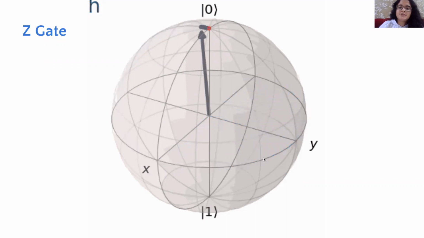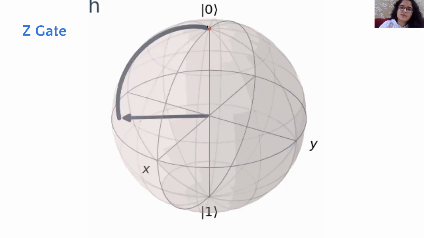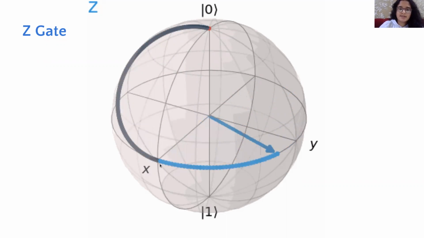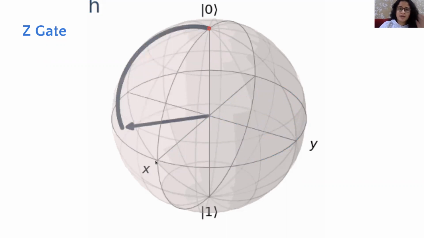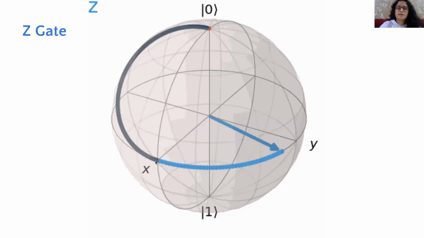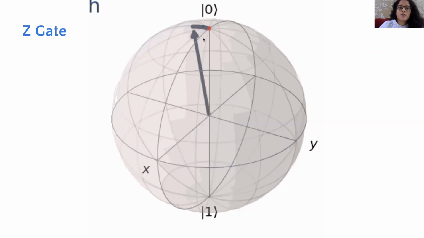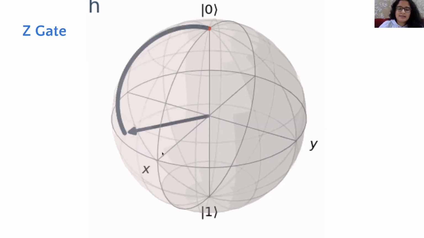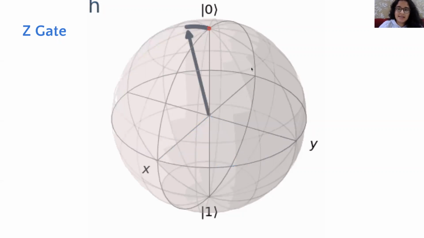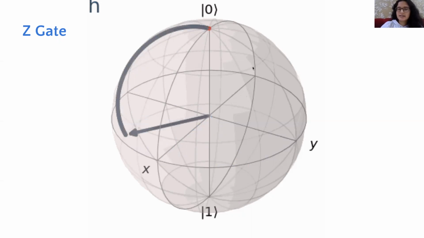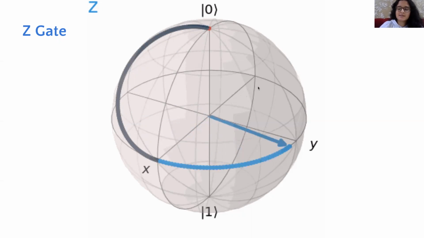So to be able to see the effect of the Z gate, we first transform our ket 0 to the ket plus state. And for that, we use the H gate, or Hadamard gate, which we'll talk about later. After we apply the H gate and get ket plus, we are able to visualize the effect of the Z gate, which is basically a 180-degree rotation about the Z axis.